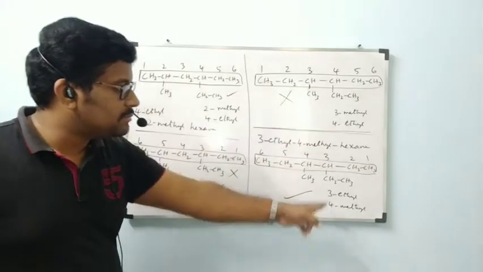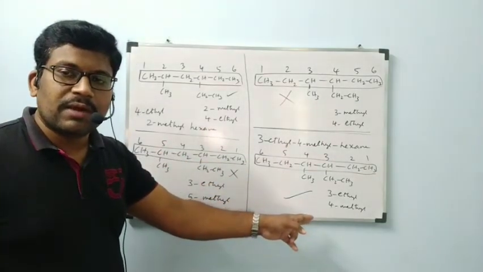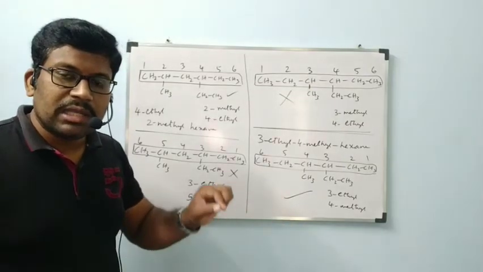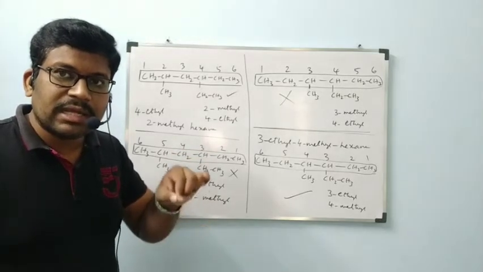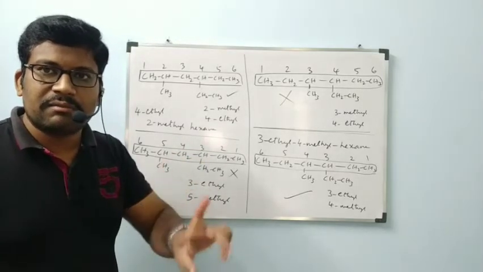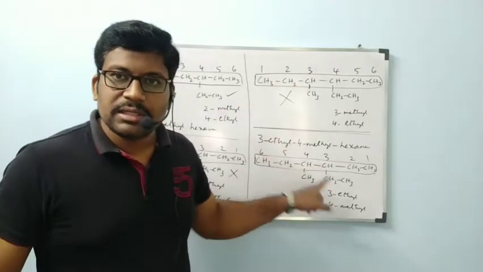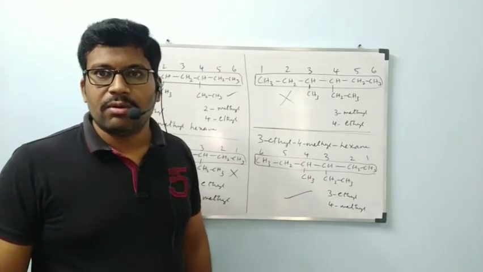Here we have the same numbers. When we have the same numbers, we have to see alphabetical order. According to alphabetical order, the ethyl group is first. So, in whichever numbering the ethyl group gets the least number, that numbering we follow. Here the ethyl group is getting number 3, so this numbering is correct. That's why. I hope you understood now.